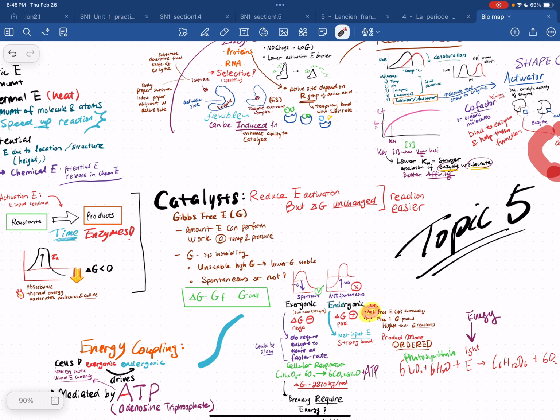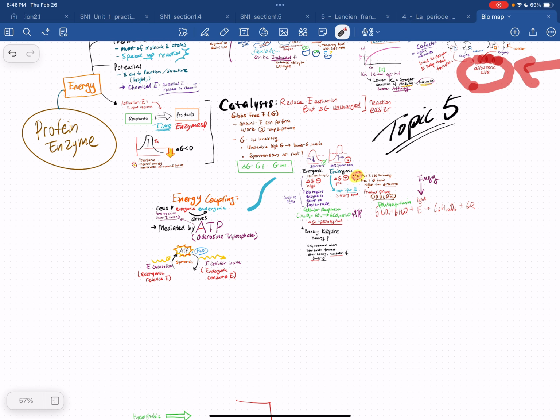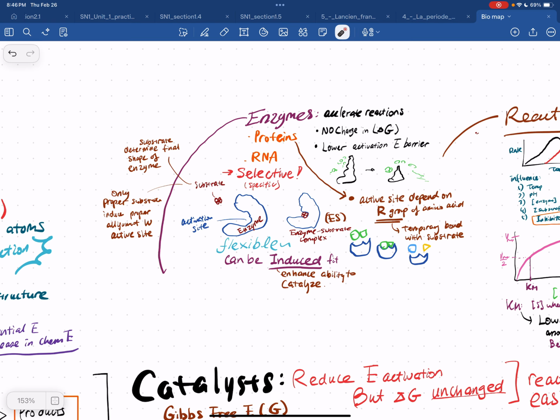So energy coupling is all about one reaction that releases energy and another that takes this energy to do other work. That's all it's about. An exergonic process drives an endergonic process, and this is often done by ATP. The phosphate released from ATP can be taken by another reaction so it can react. So ATPs are really useful and often talked about in the energetics of biology.